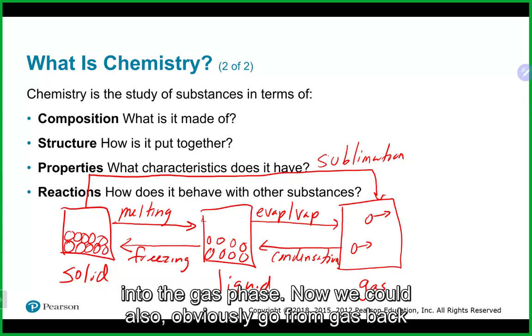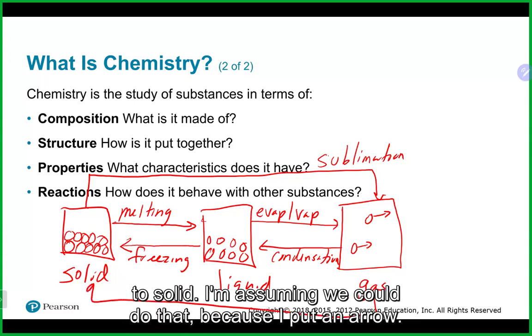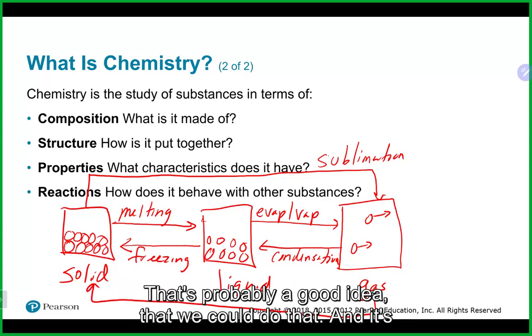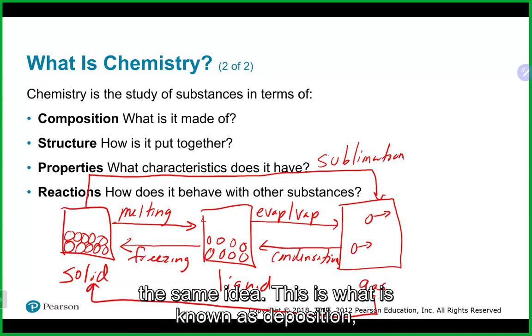Now, we could also obviously go from gas back to solid. I'm assuming we could do that because I put an arrow. That's probably a good idea that we could do that. And it's the same idea. This is what is known as deposition.